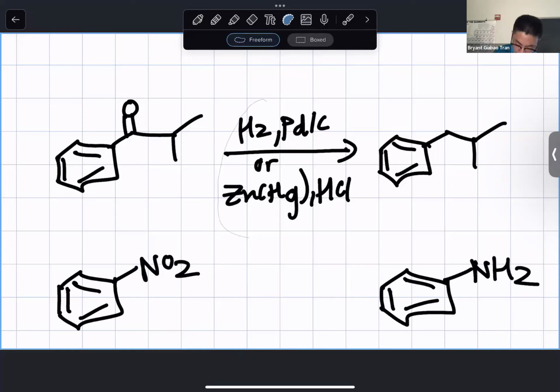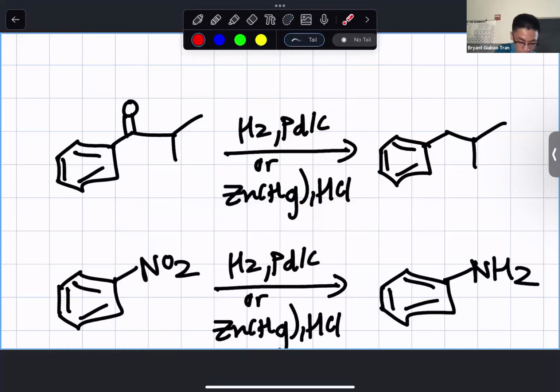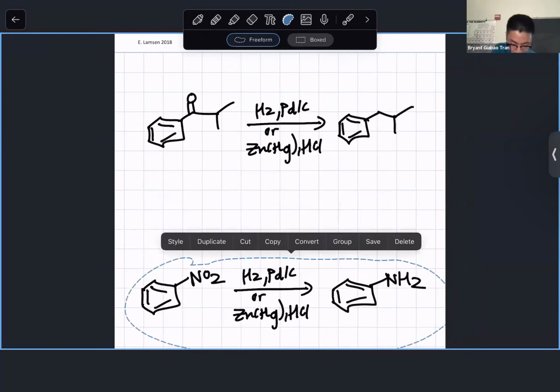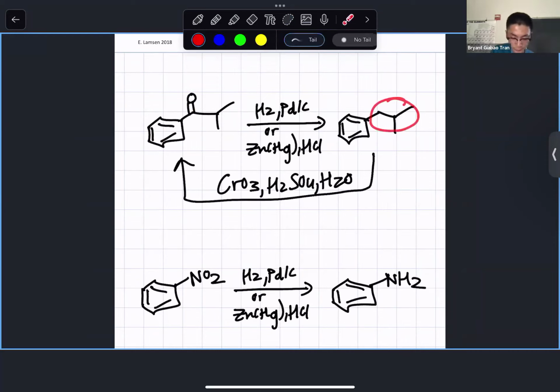These are reducing agents here, H2 PdC and zinc mercury HCl, which reduce a carbonyl down to the R group. It could also reduce an NO2 to NH2. And another thing is that you could go backwards. You could oxidize that alkyl group and get back to your carbonyl using Jones, CrO3, H2SO4, H2O. That would oxidize this R group and add a carbonyl to the benzylic position there.